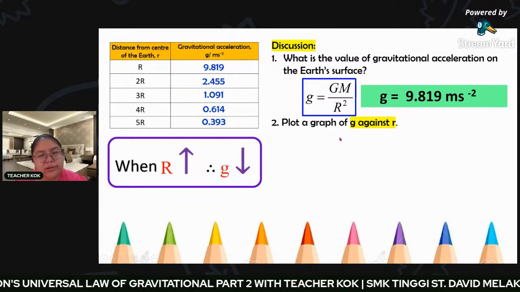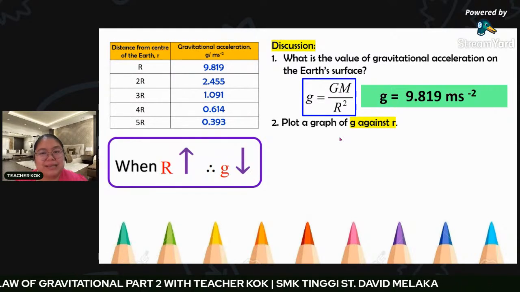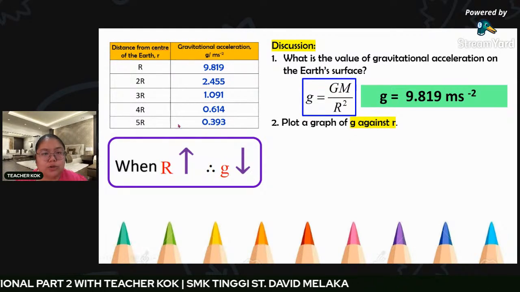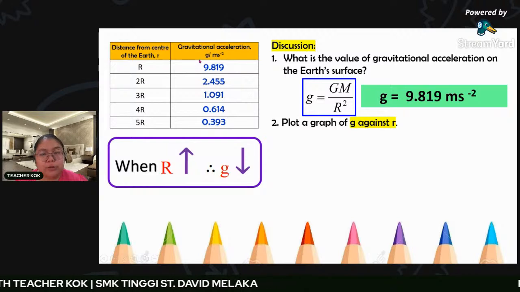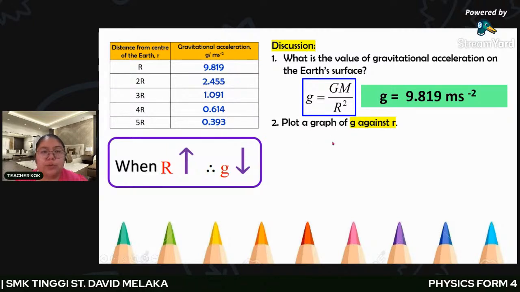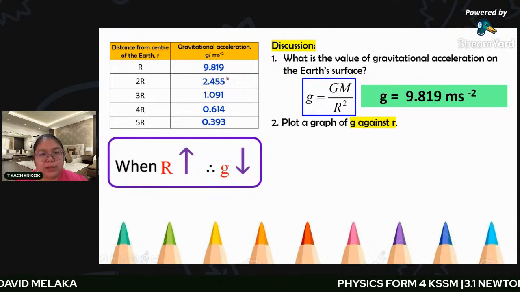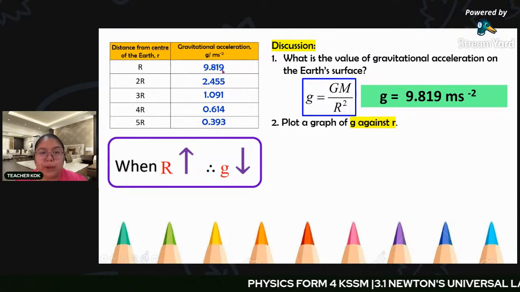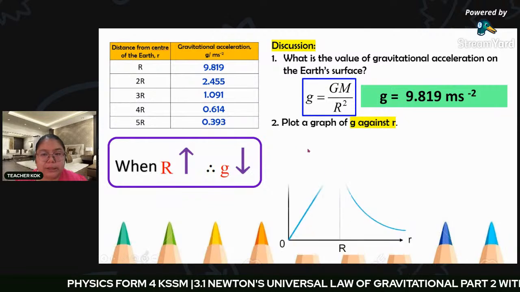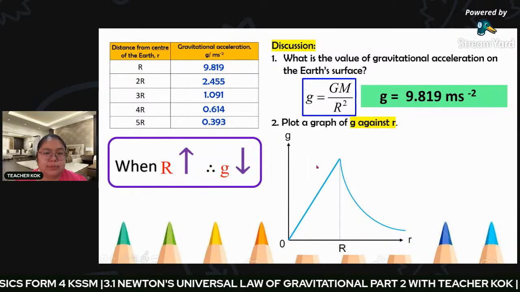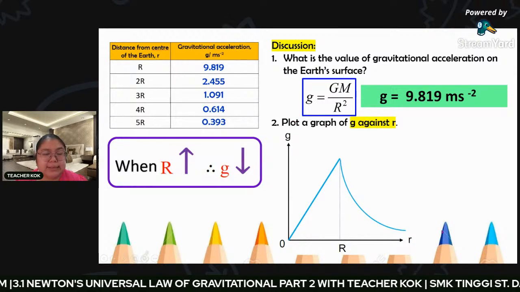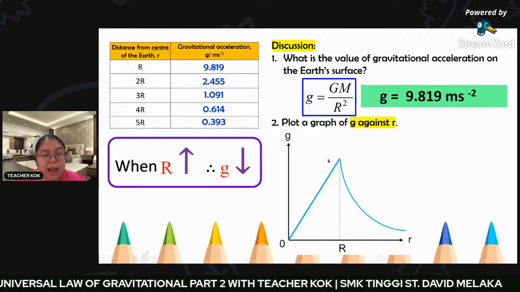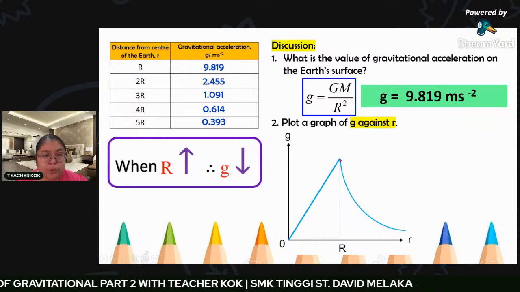Okay, plot a graph of g against R. So that means your graph should drop, is it? The graph shape becomes like this. When starting, it goes straight to 9.81, then after that it continues to drop. So the pattern is like this. g against R, when starting it is up, because it goes straight to 9.81.